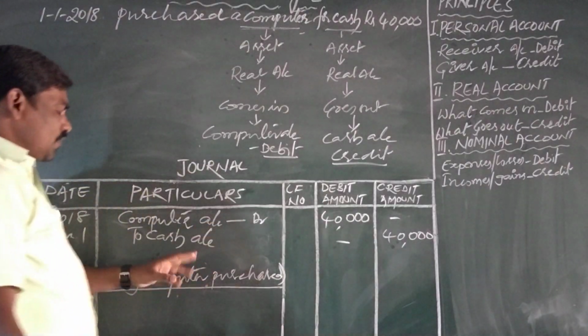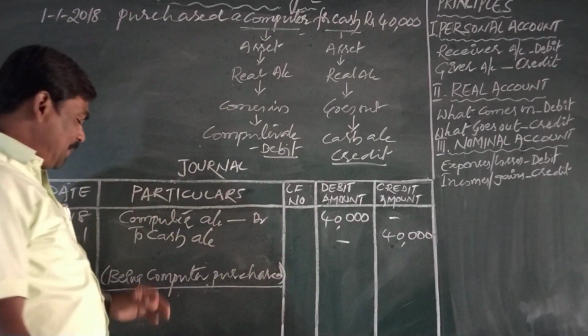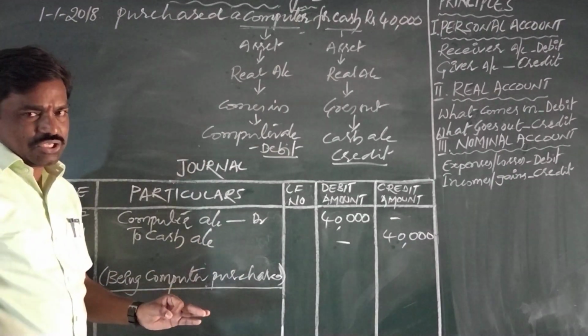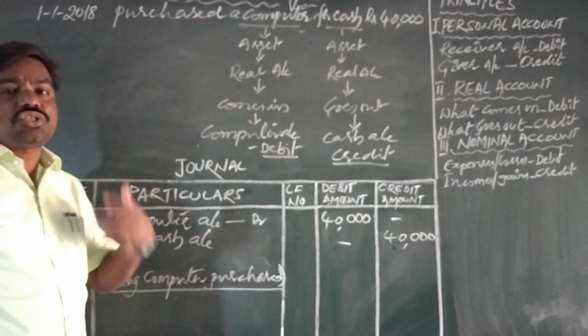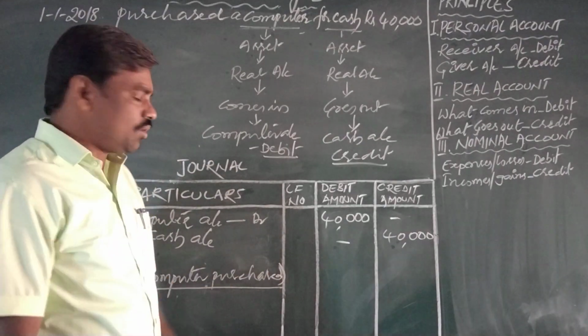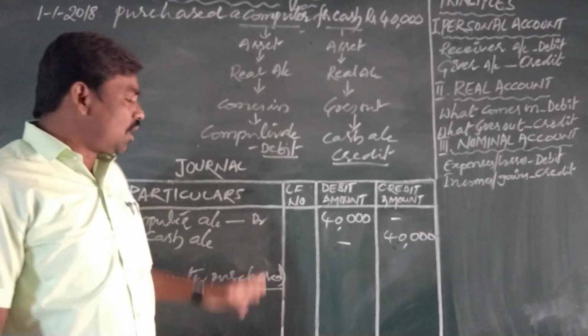After writing this, write the narration. What is the narration here? Being computer purchased. That's enough. Or you can write being computer purchased for cash. That's your wish. Okay, in this way you can write the journal entry in the book of journal.